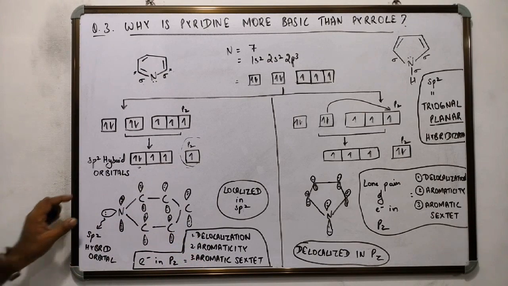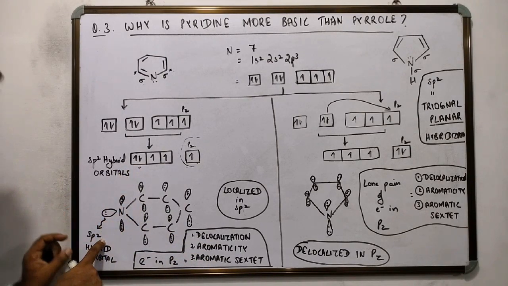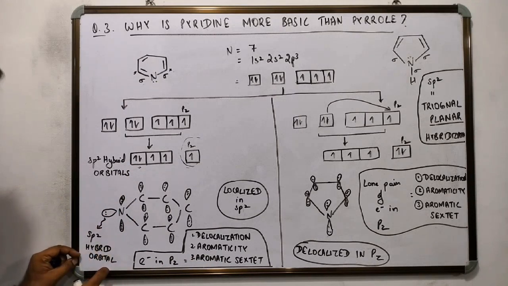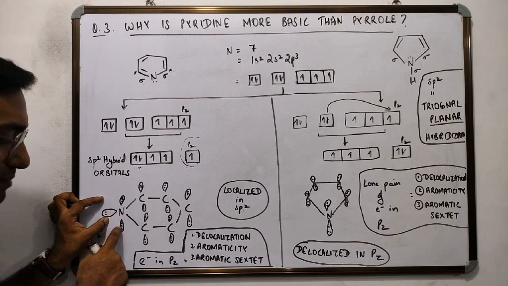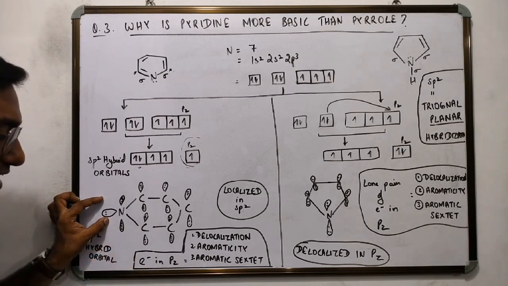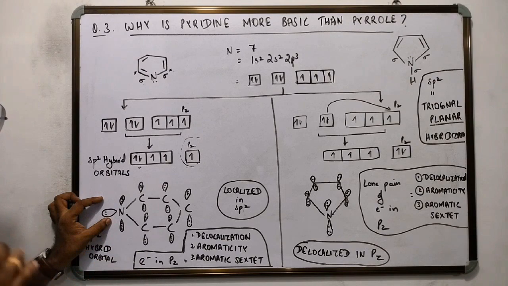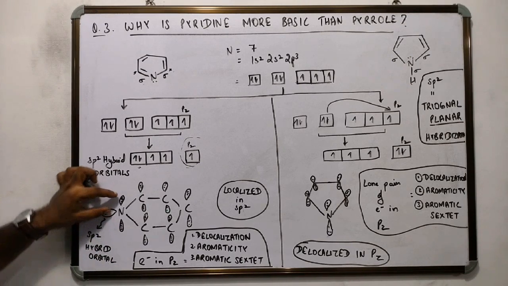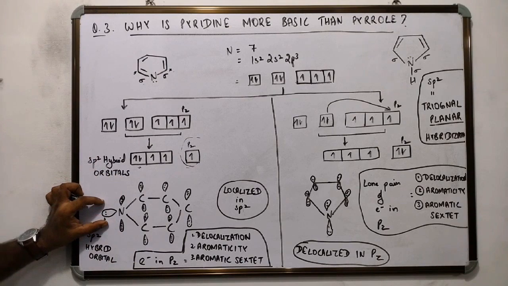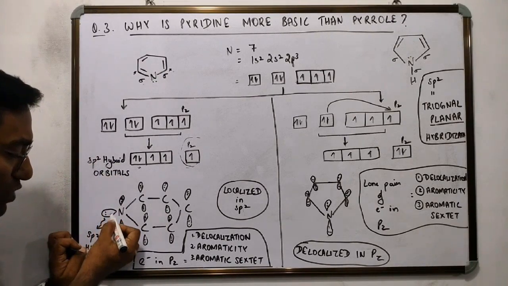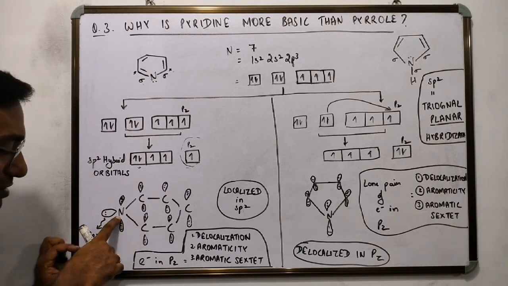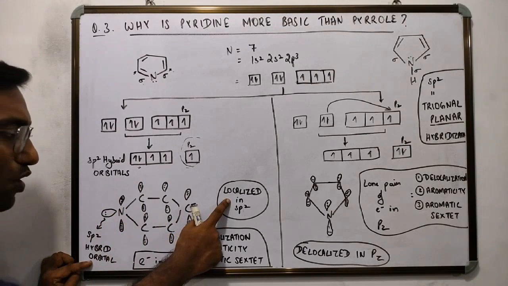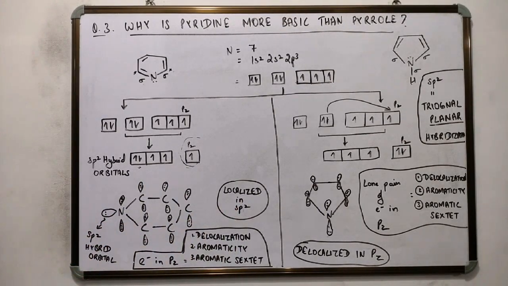On the other hand, the lone pair of electrons is in an sp2 hybrid orbital. It does not go for lateral overlap with the p orbitals simply because it is in another plane. It shares the same plane as that of the plane of the molecule. Therefore, it won't go for any kind of lateral overlap. Thus, the electrons in the sp2 hybrid orbital on the nitrogen atom of pyridine are localized. They do not participate in any kind of delocalization.